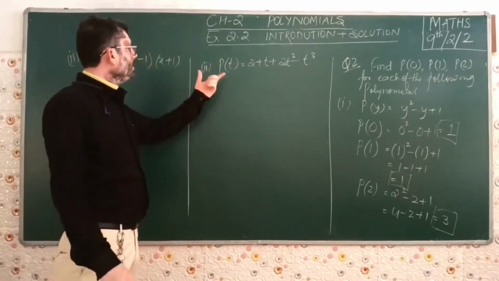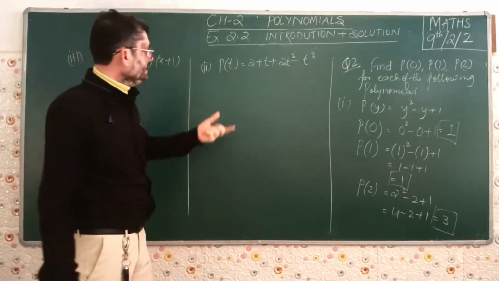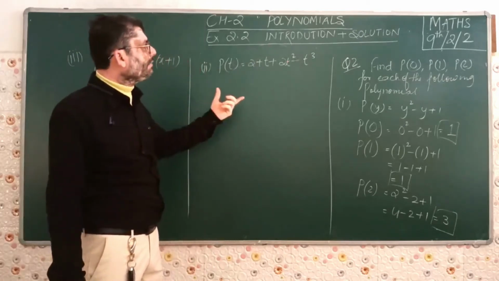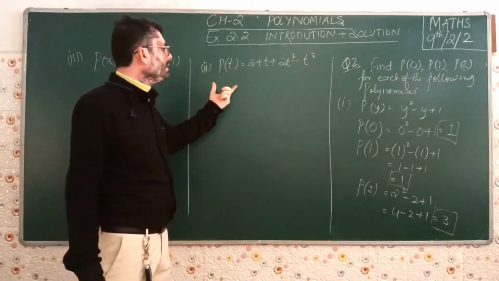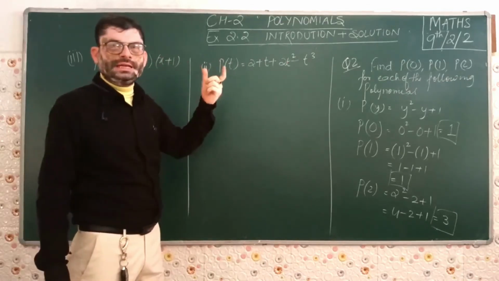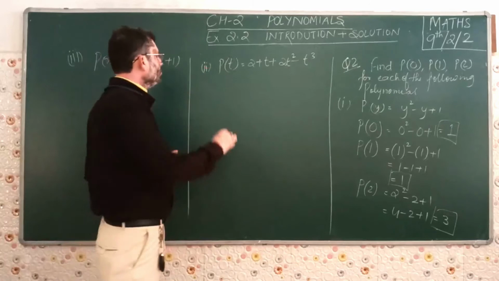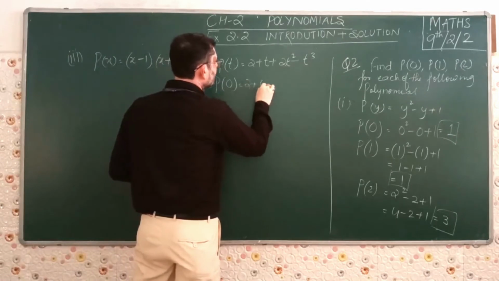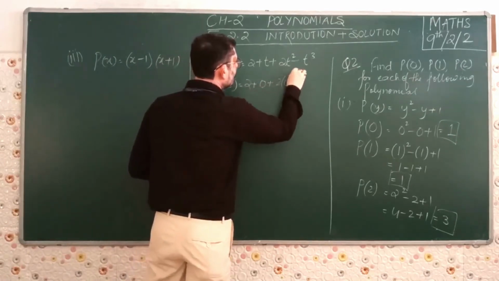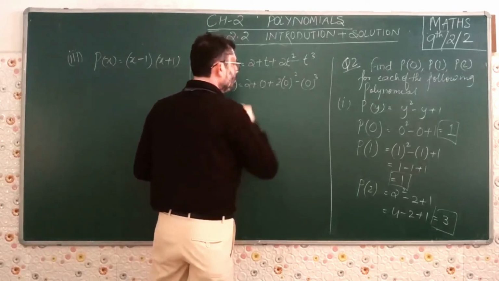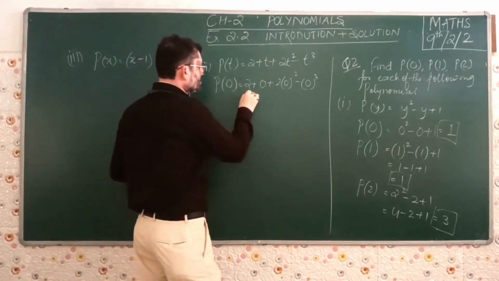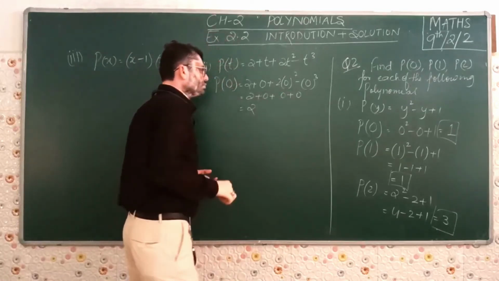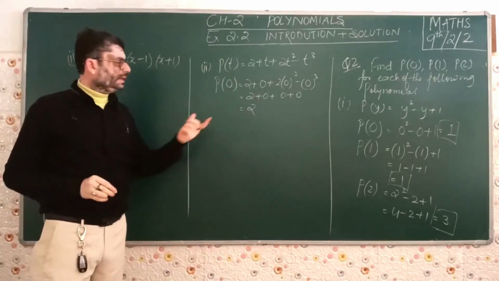Next, bit 2. P of t, now we have the variable t. P of t is 2 plus t plus 2t square minus t cube, and again we will have to find P of 0, P of 1, P of 2. That is changing the values of t to be 0, 1 and 2. So let us move on with P of 0, taking the value of t to be 0. This will be 2 plus 0 plus 2 into 0 square minus 0 cube. If you solve it, this is equal to 2 plus 0 plus 0 plus 0, and that is equal to 2. So P of 0 for the given polynomial is 2.